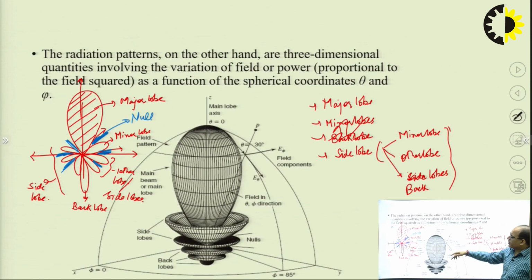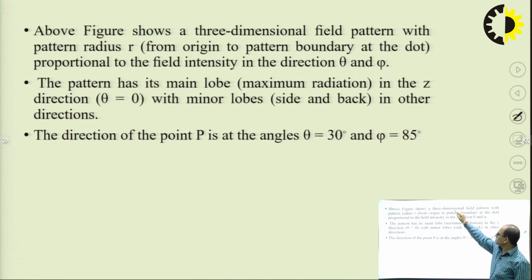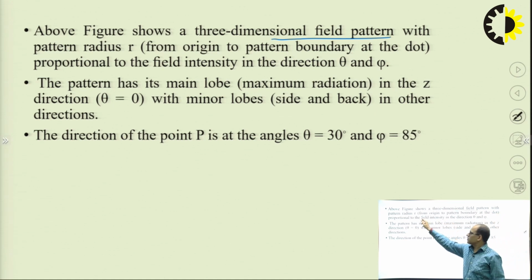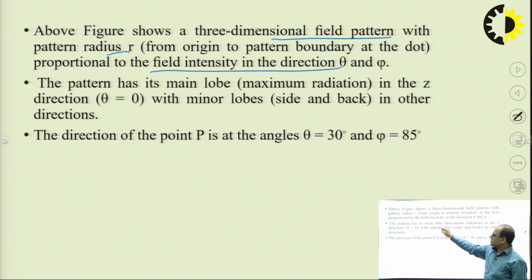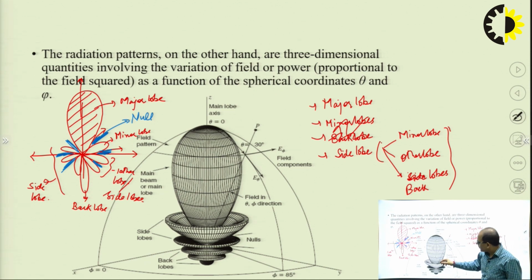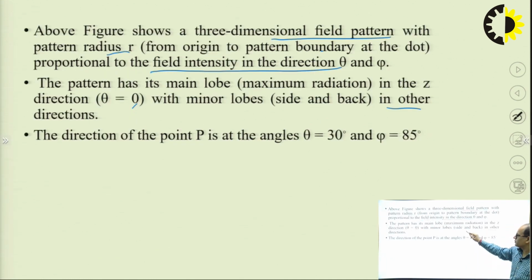From this figure you can see that this is a three-dimensional pattern, with radius r from the origin to the pattern boundary proportional to the field intensity in the direction of theta and phi. The pattern has its major lobe at theta equal to 0, with minor lobes in other directions. Okay.